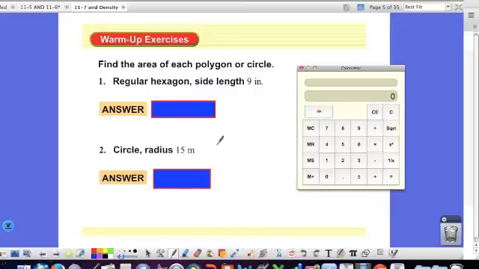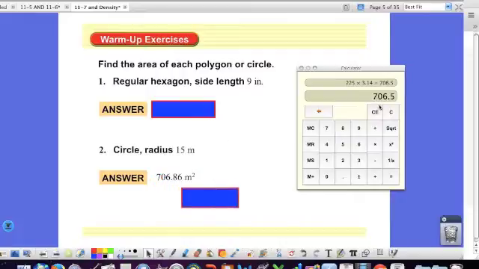A circle, though, we do know how to find the area of a circle. The radius is 15. I'm going to wait for the slate to turn on. So 15 squared, so 15 times 15 is 225 times pi, and I'm going to use 3.14 to get approximately 706.5. Remember, we're going to round a little bit differently because we're using 3.14 and this book is using a pi button.